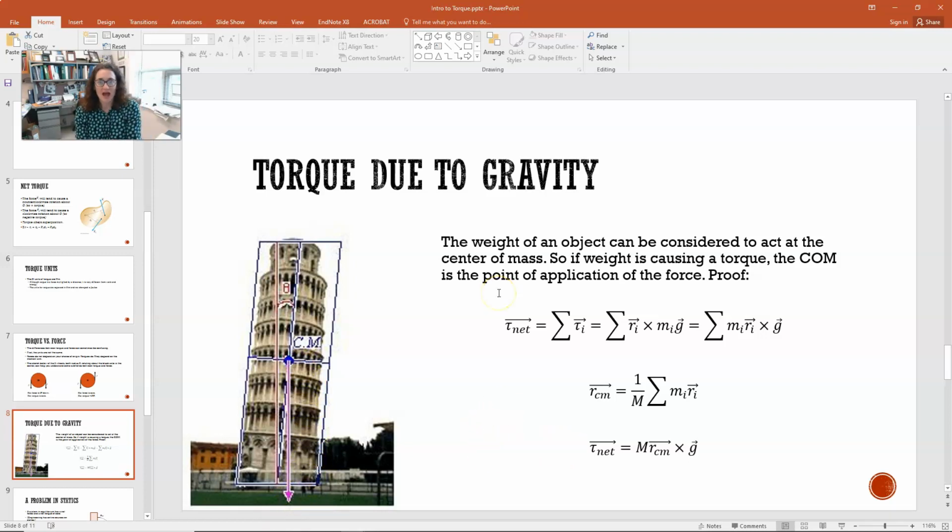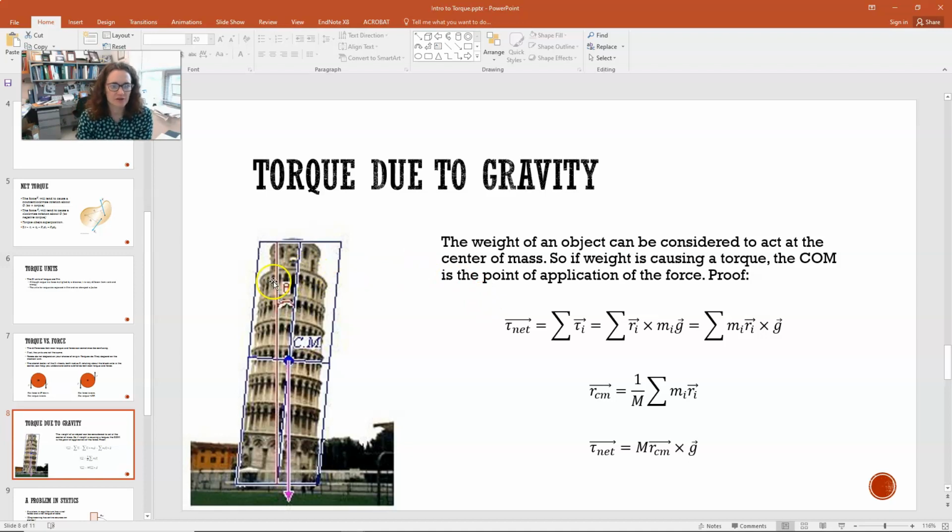So I'm going to prove this to you, that the weight of an object can be considered to act at the center of mass. So if the weight is causing a torque, the center of mass is going to be the point of application of that force for your torque calculation. All right, so let's show it here.